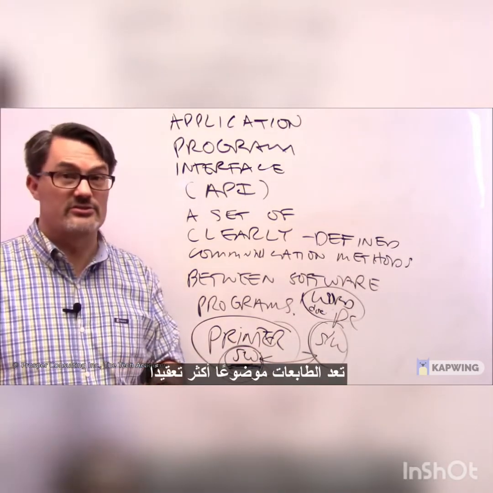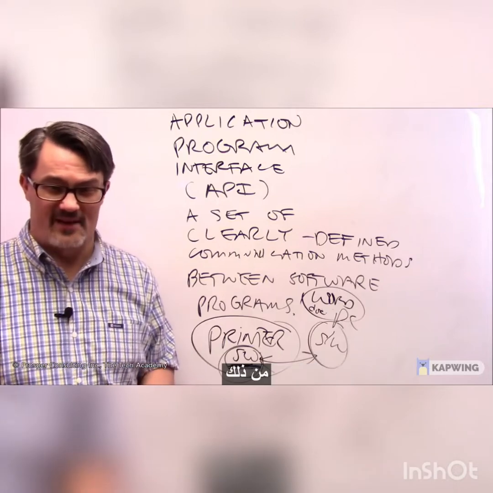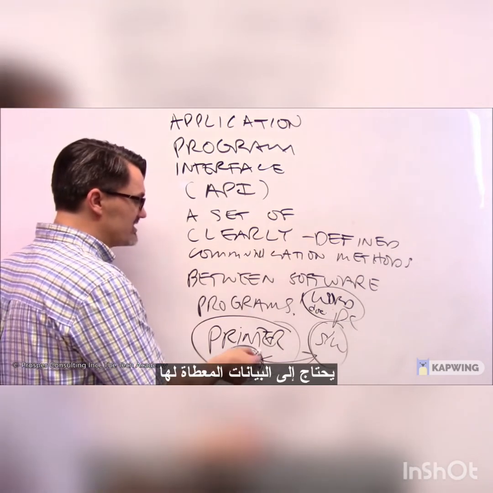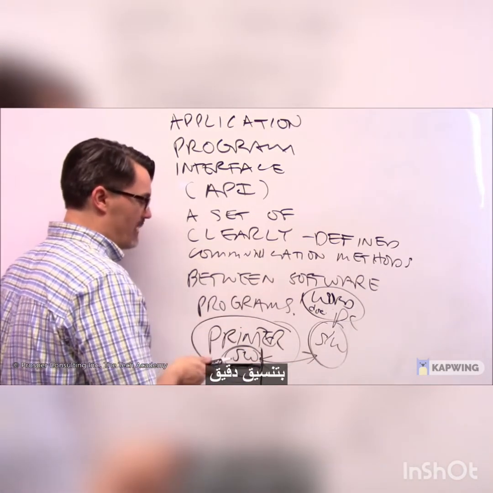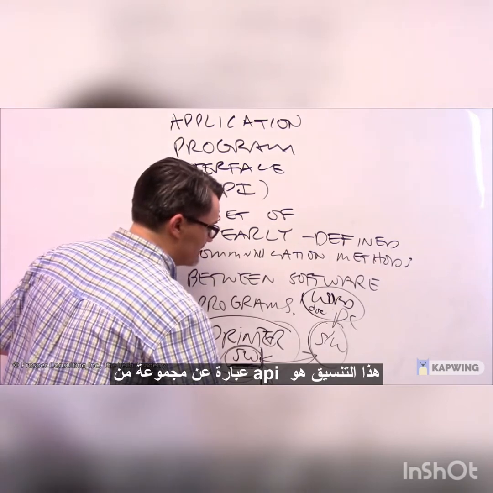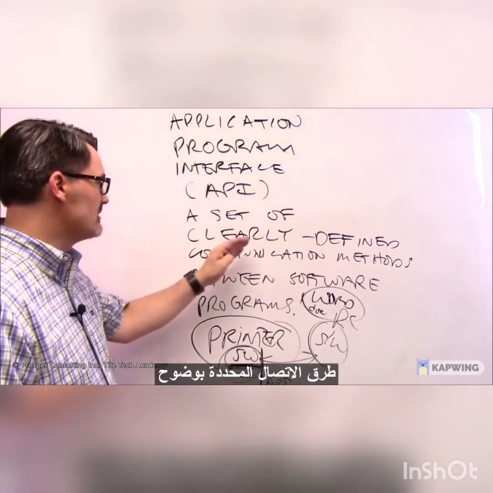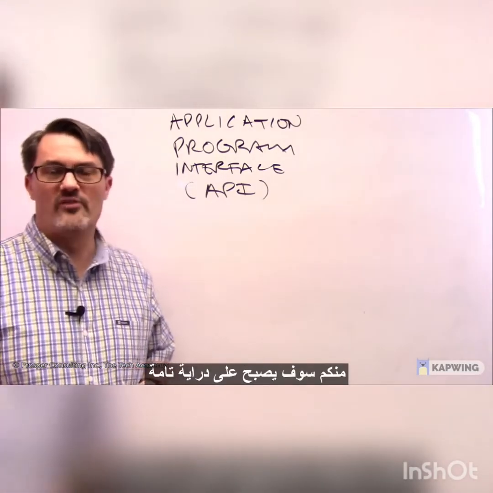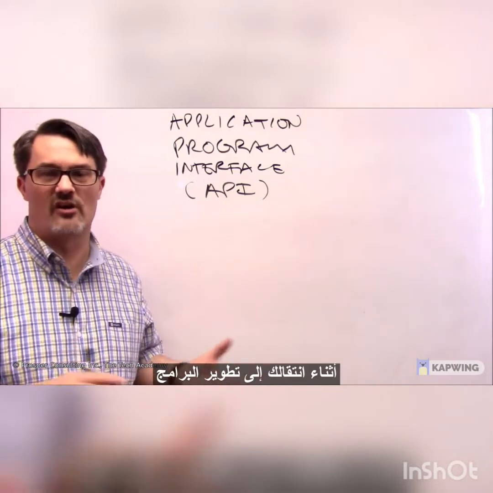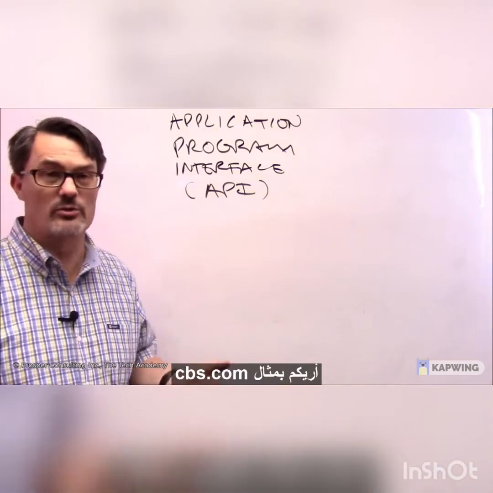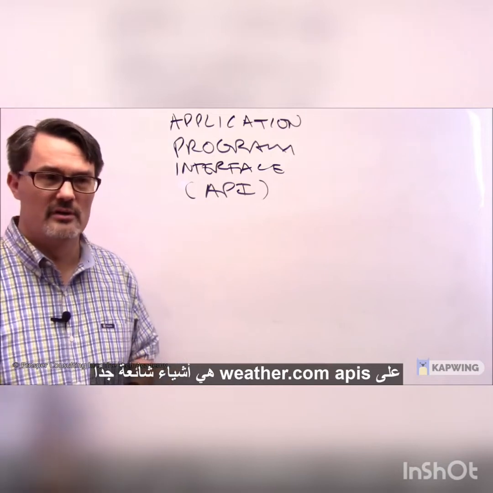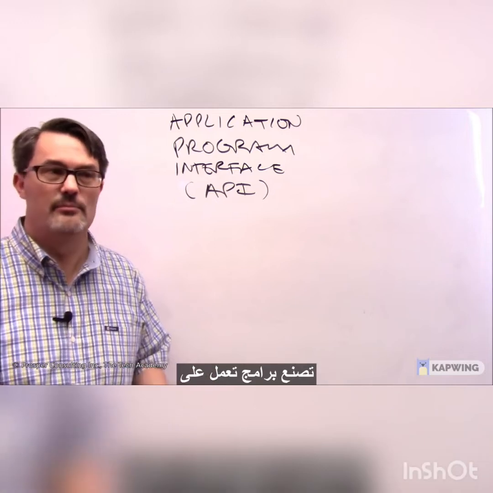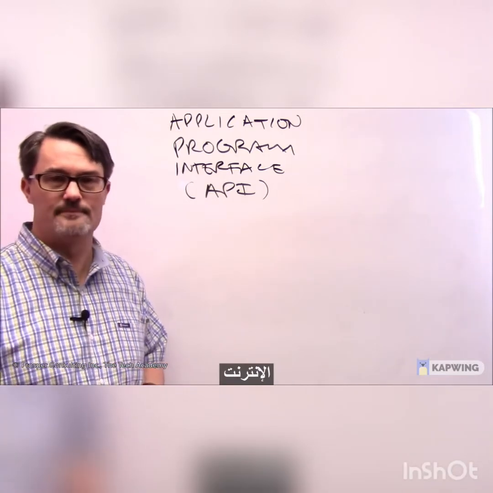Now, printers are a much more complex subject than that. But the basic principle is this: the software on that printer needs to have data given to it in an exact format. That format is the API. It is a set of clearly defined communication methods between software programs. So a lot of you are going to become quite familiar with APIs as you move into software development and work on websites. Because as I showed you with the example with CBS.com and weather.com, APIs are a very, very common thing now in web development, making websites, making software that runs on the internet, that sort of thing.